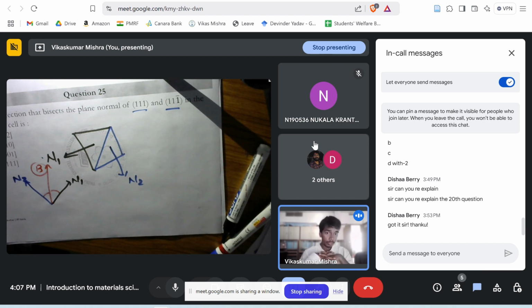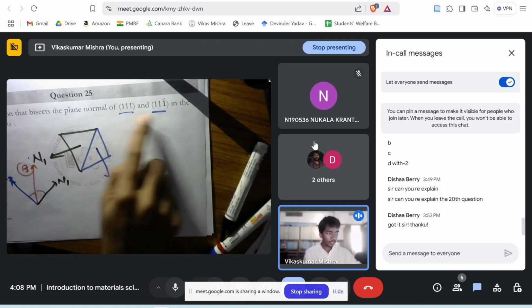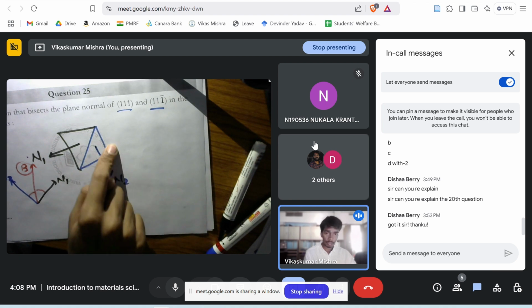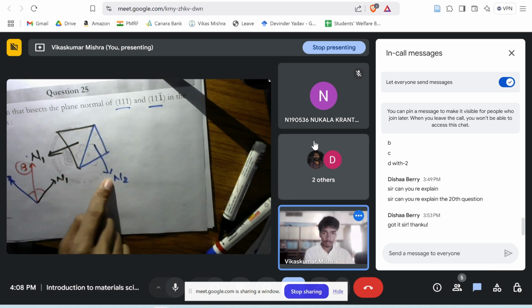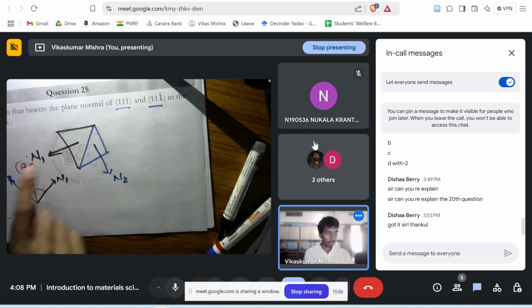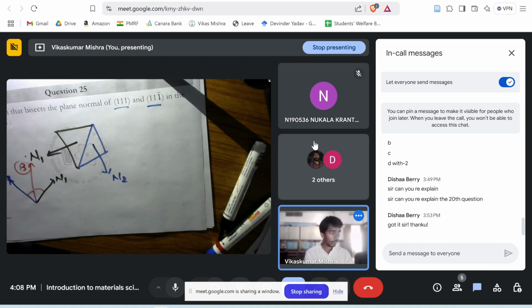How will we proceed with this? We have the two planes, and their indices are given. To each plane we have the normal, and the angle between those two normals is getting bisected by one vector. We have to find the Miller indices of that vector. Okay, it's very easy.